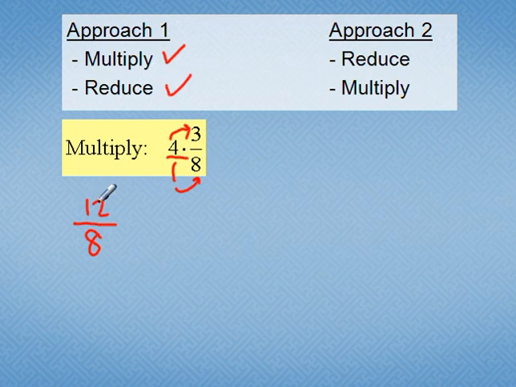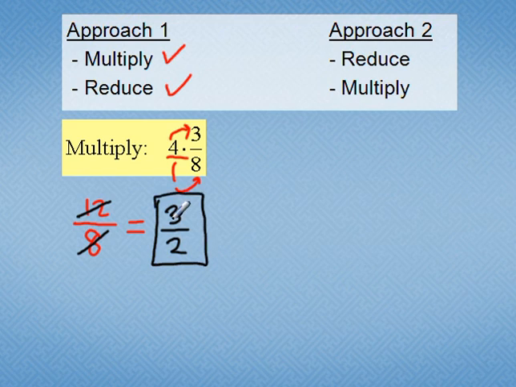All right, for step 2, reduce. You want to reduce by as much as possible in one big step. So even though 12 and 8 are both divisible by 2, there's still a larger number that goes into both 12 and 8. In this case, 4 is the largest number that goes into both 12 and 8. So let's reduce by 4. 12 divided by 4 is 3. And 8 divided by 4 is 2. And finally, we got 3 over 2. 3 and 2 have nothing left in common as factors, so this is our final reduced answer.